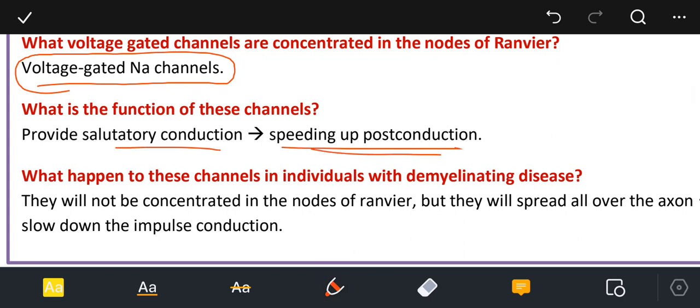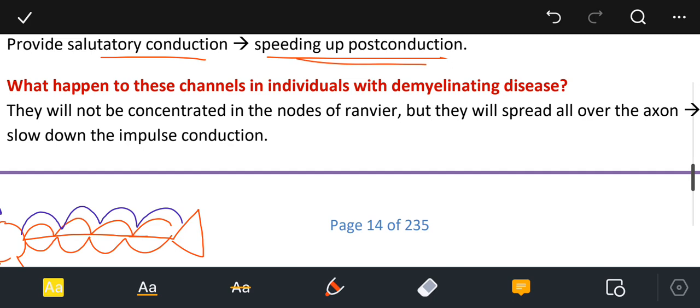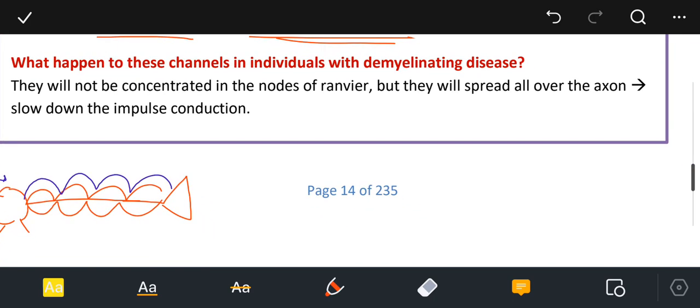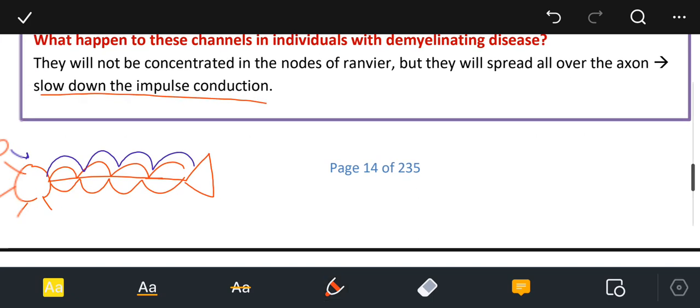What happens to these channels in individuals with demyelinating diseases? They will not be concentrated in the nodes of Ranvier, but they will spread all over the axon, and they will slow down the impulse conduction.